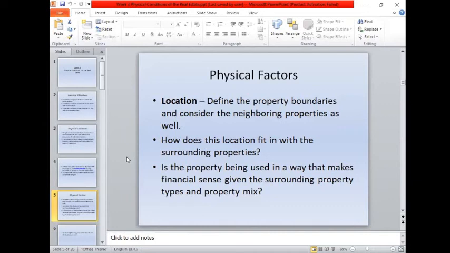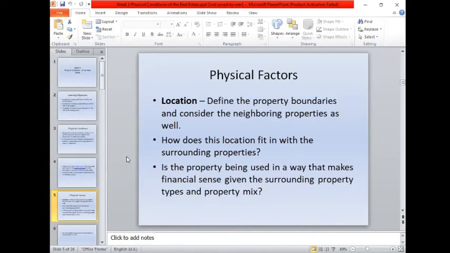How does this location fit with the surrounding properties? This refers to the other properties nearby or within the area or site. Another question: is the property being used in a way that makes financial sense, given the surrounding property types and property mix? Yes, location also makes financial sense. As I said earlier, if the location is provincial or rural, the value of the property can be low, because some properties are unutilized.